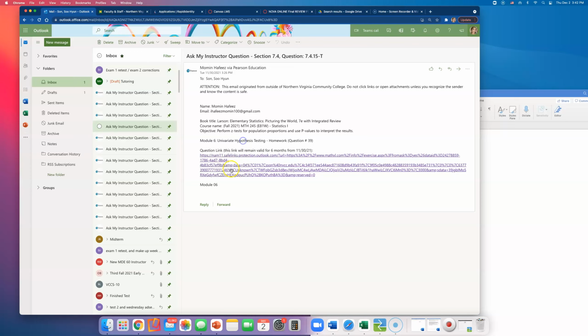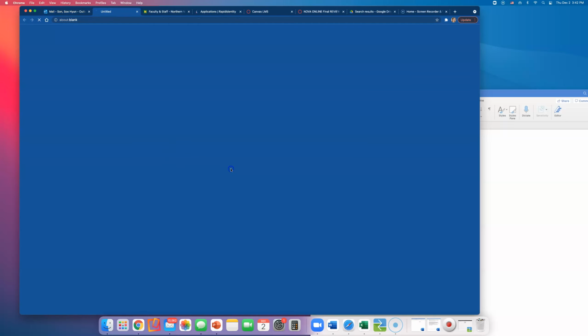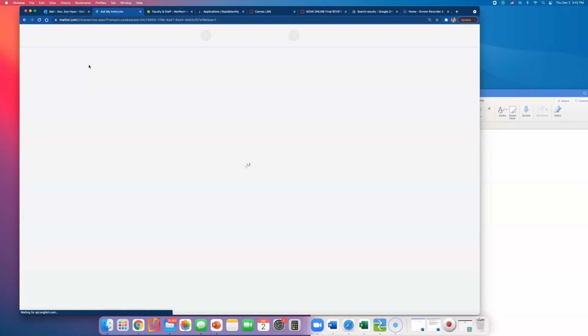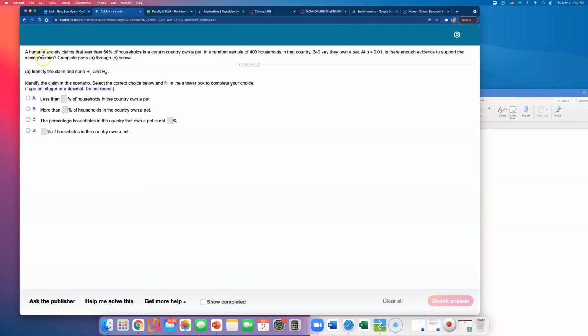Let me try number 39. Question number 39 on Module 6 homework. Okay, let's see. A humane society claims that less than 64%. Now, whenever they give you these percents, they're talking about proportion, right?